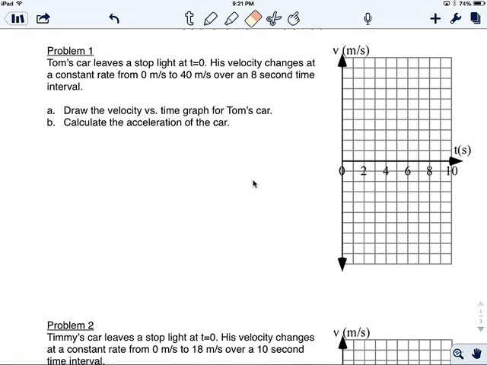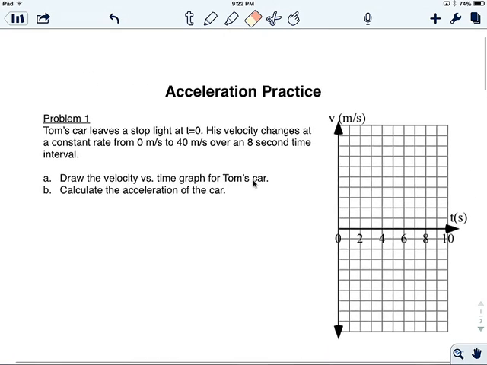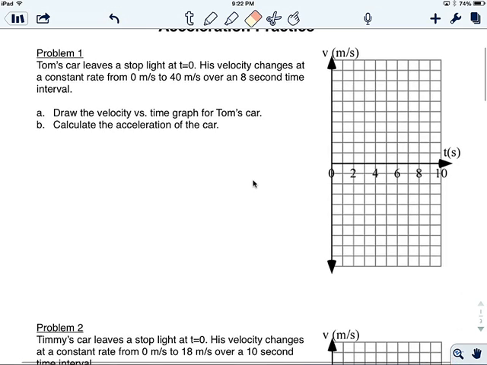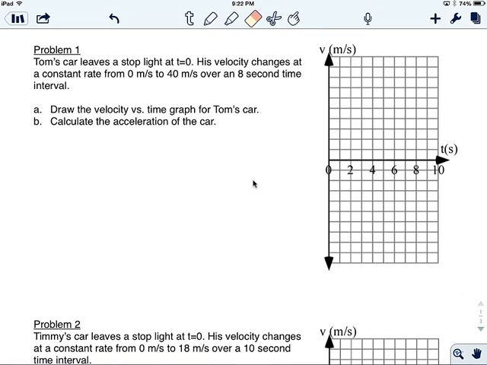All right, guys. I'm going to do an example now of how to do problem number one. This is the acceleration practice worksheet. So let's read through this. It says Tom's car leaves a stoplight at t equals 0. His velocity changes at a constant rate from 0 meters per second to 40 meters per second over an 8-second time interval. Okay, so the first thing it wants me to do is draw the velocity versus time graph for Tom's car. Now I'm going to do this over on this graph to the right here.